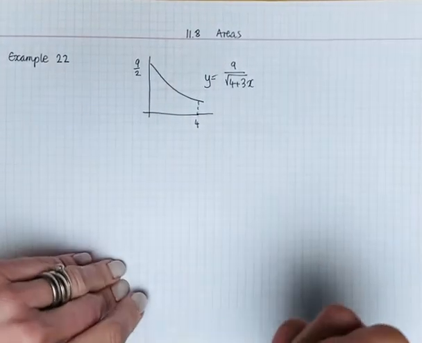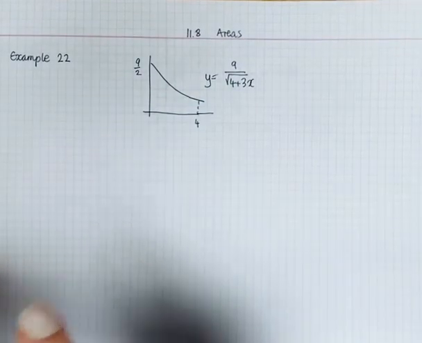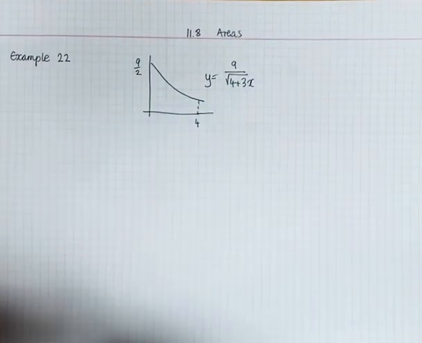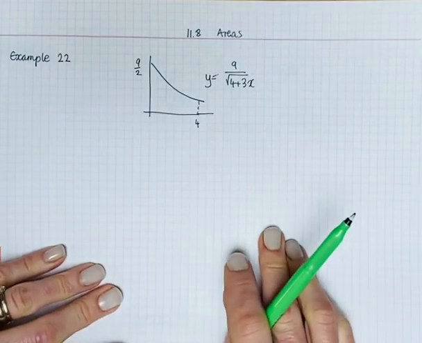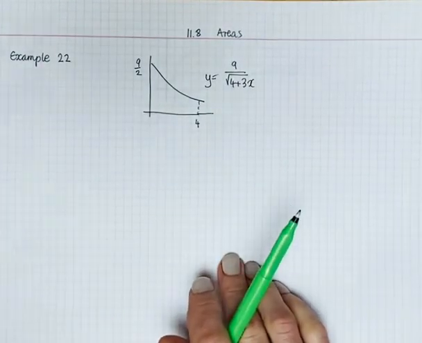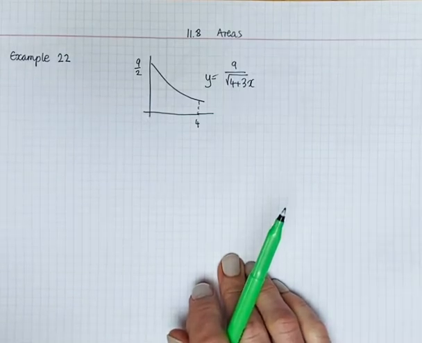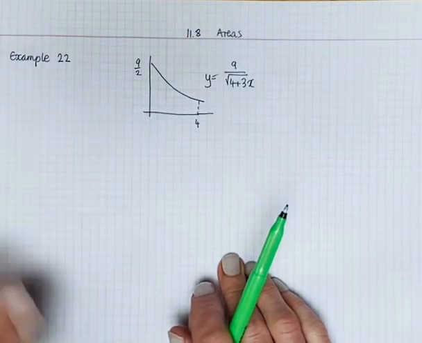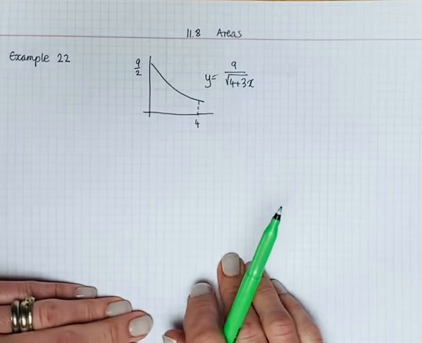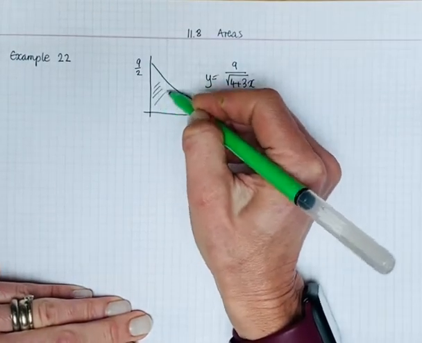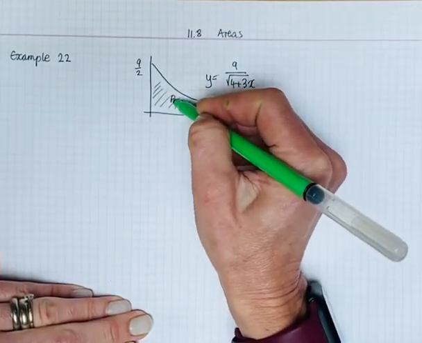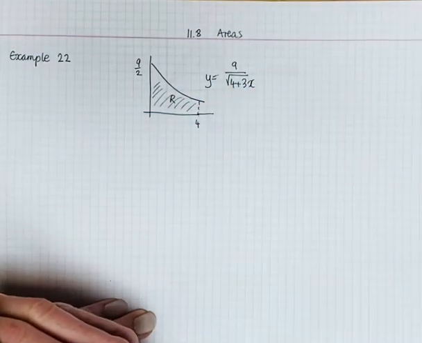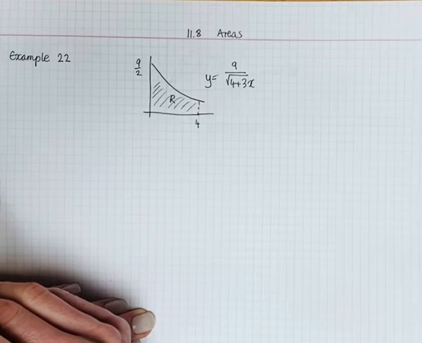Chapter 11, Integration, Section 11.8, finding the areas under the curve or between two curves using integration. Example 22 has a diagram showing the curve 9 over root 4 plus 3x, and you are told that the region R is bounded by the curve, the x-axis, and the lines x equals 0 and x equals 4. So here's our region R, and you've been asked to use integration to find the area of that region.